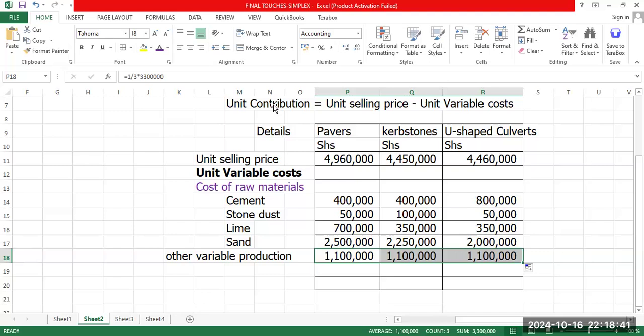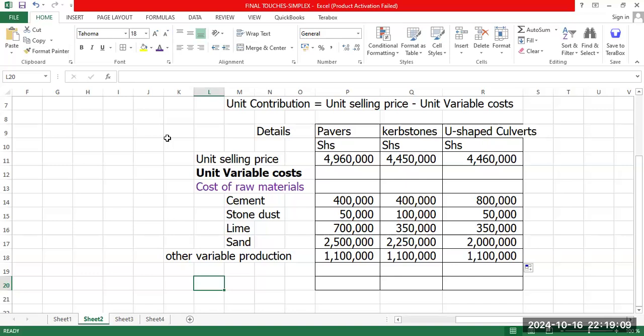Do we have any other? Oh, that's all. Okay, I think these are the variable costs in the question. Other variable production costs.